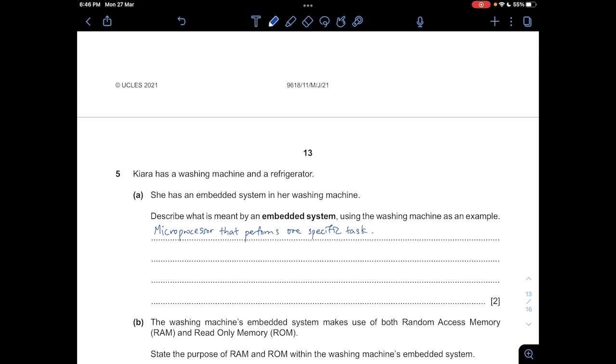For example, the embedded system in the washing machine only controls the programs for the washing cycle, like how you want your clothes to be washed. Right? So the washing cycle. Yeah, so this is how I get 2 marks.